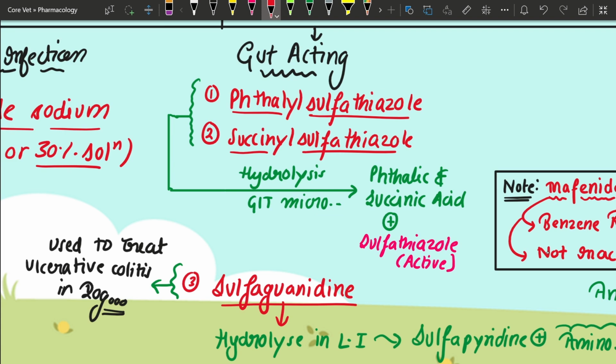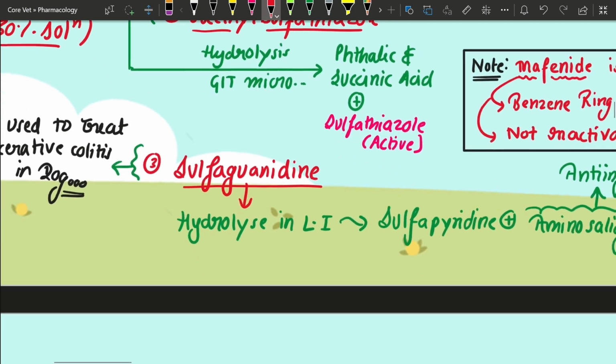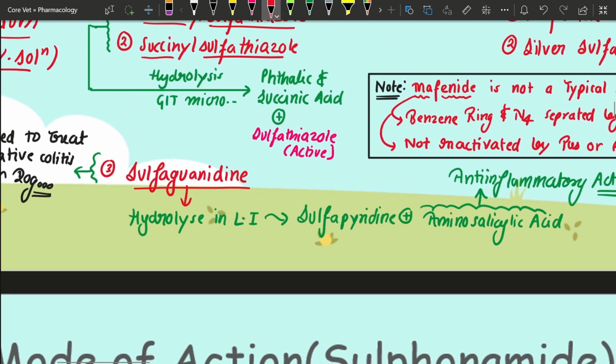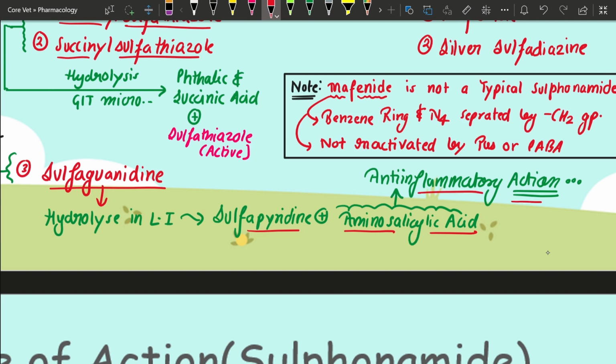If you give succinylsulfathiazole, it will undergo hydrolysis in the GIT and lead to the formation of succinic acid and sulfathiazole, and that sulfathiazole is responsible for the treatment of the gut infections, right? If we talk about sulfaguanidine, after the hydrolysis in the large intestine, it will lead to the formation of sulfapyridine and aminosalicylic acid, which also has an anti-inflammatory action.